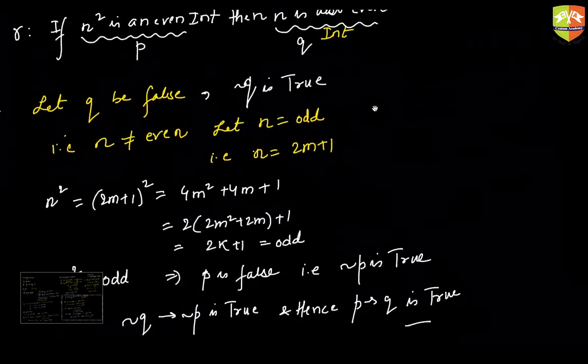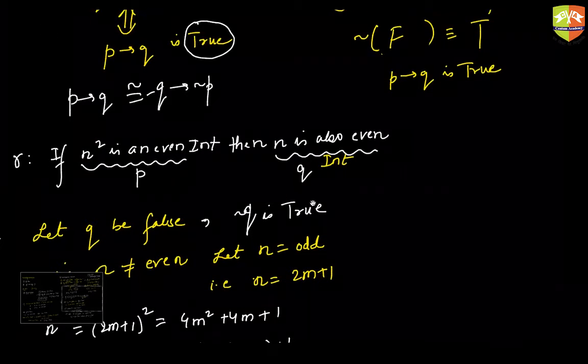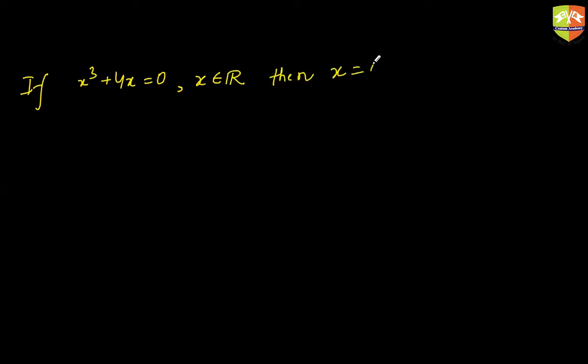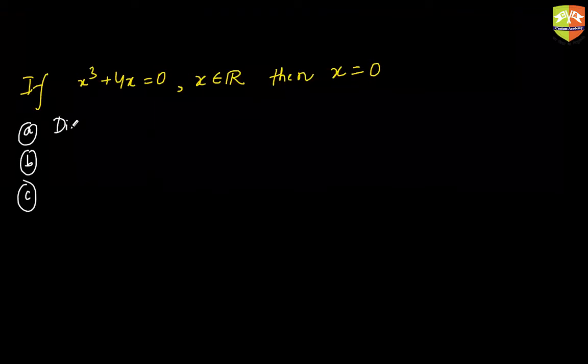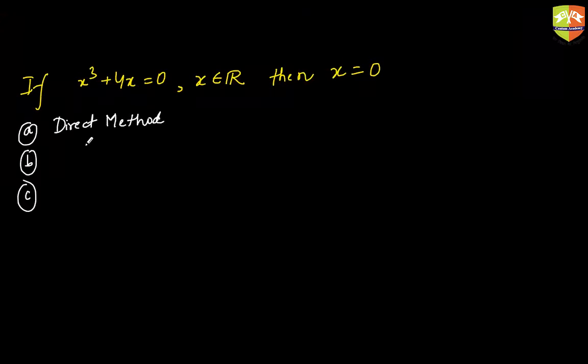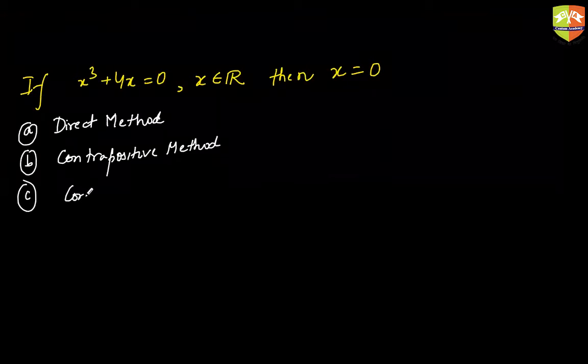Can you do the same? Let me give you another question on this, let's see whether you are able to do that. The question is: if x cube plus 4x is 0, where x is a real number, then x is 0. Validate this by all three methods: direct method, contrapositive method, and contradiction method. But first start with contradiction so that we understand how that method works.